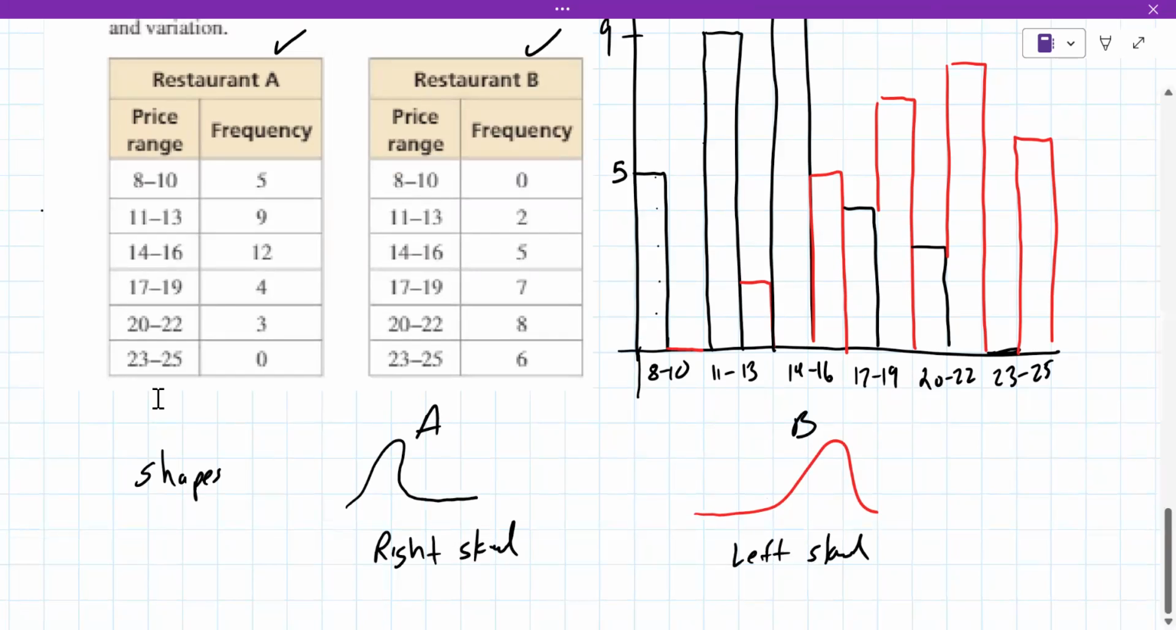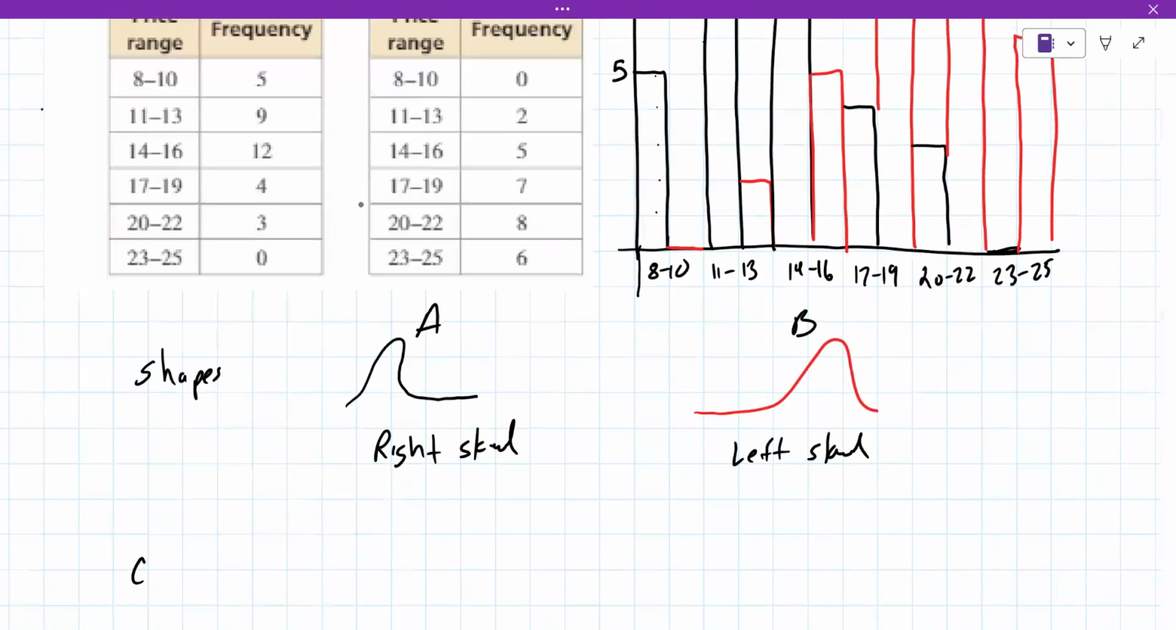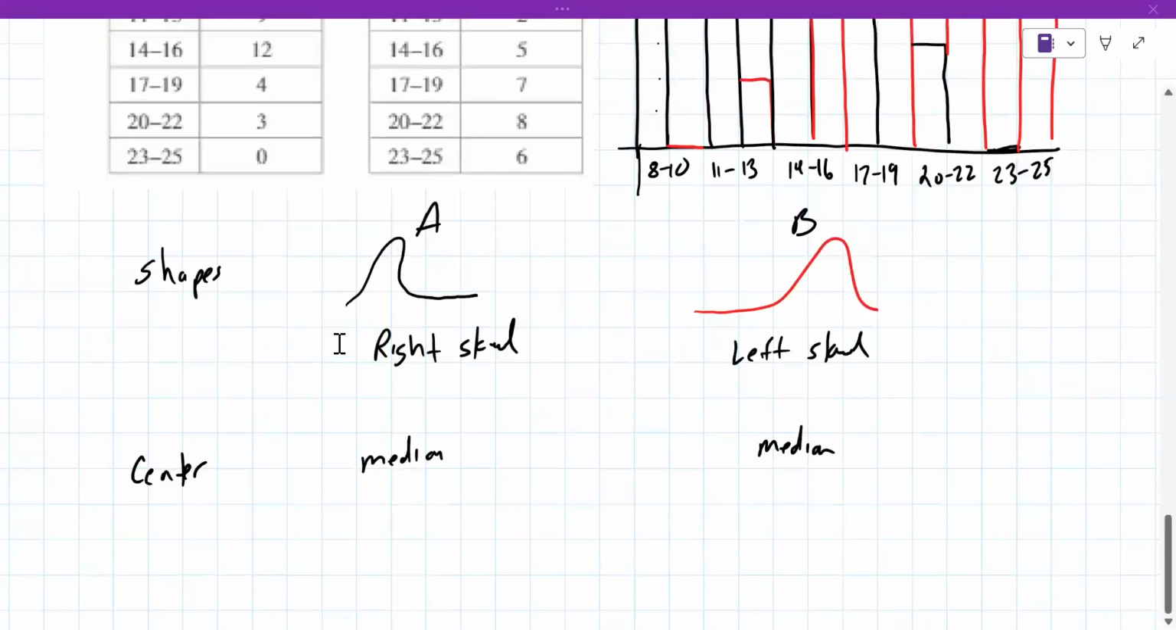The next thing it asks for is for you to decide the measure of center. So measures of center, we would say median for both because they're both skewed. And then variation, we would say interquartile range or the 5-number summary. It's specifically the IQR that they typically look for here.